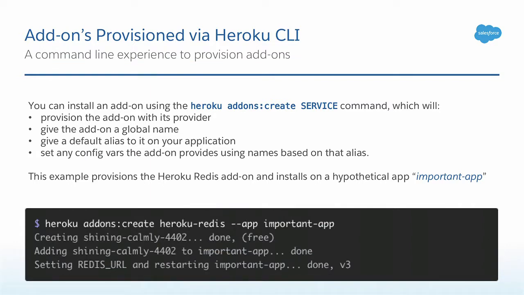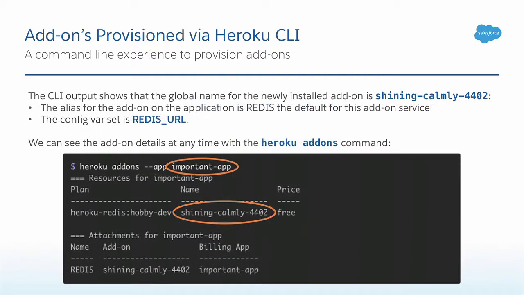Via the CLI, you have a lot more control over your add-on provisioning. You can install an add-on using the heroku addons:create service command, which will provision the add-on with its provider. It'll give an add-on a global name. It will give you a default alias to your application, and it will set any config vars the add-on provides using names based on its alias. This example provisions the Heroku Redis add-on and installs it to a hypothetical app, important-app. We'll build upon the example further to show you the functionality via the CLI. To explore add-on details, you use the heroku addons command.